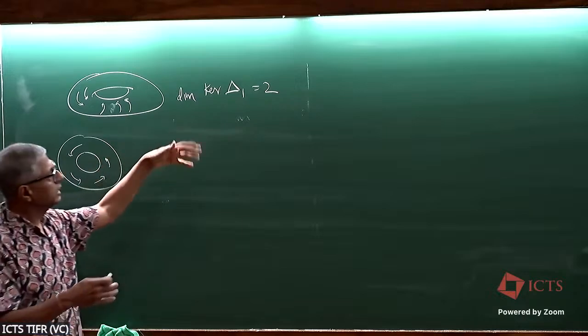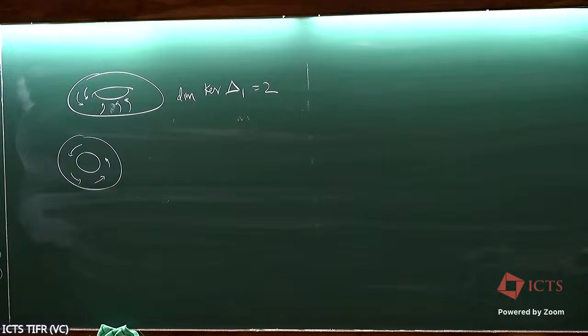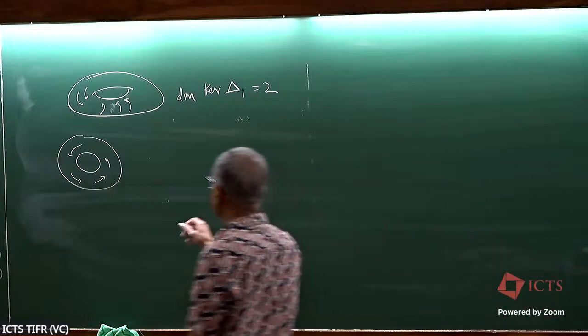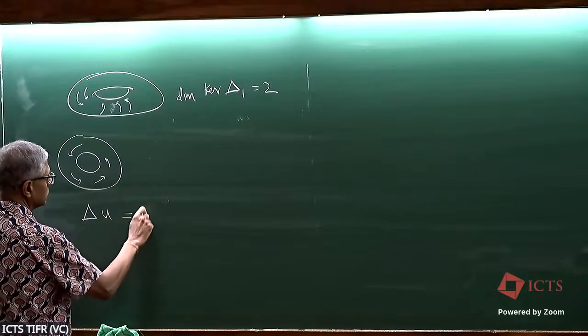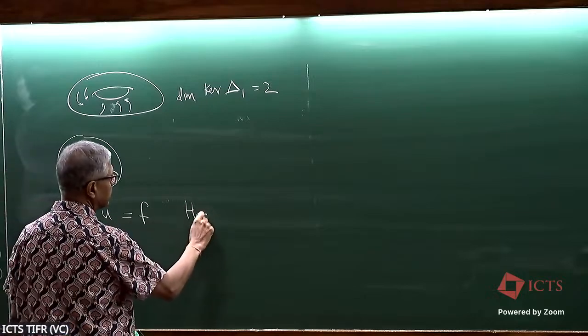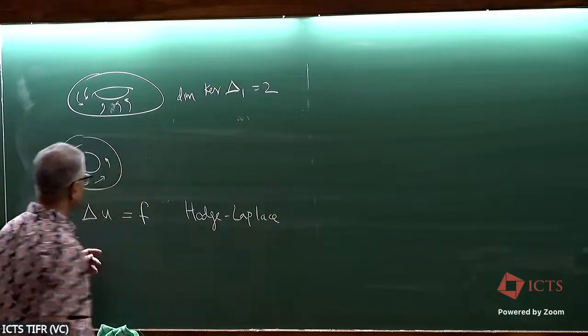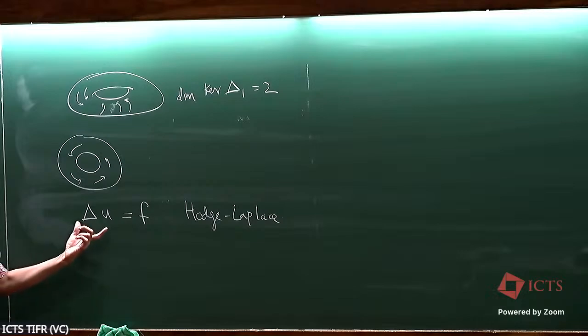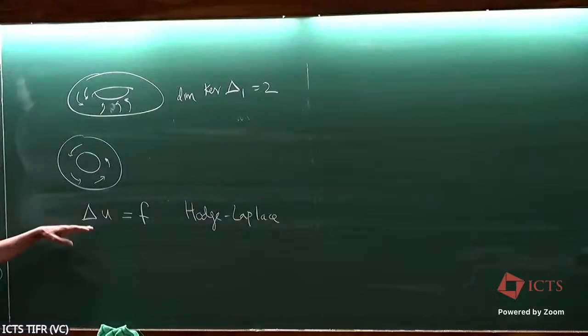So the kernel captures the topological features. And if you want to solve Poisson's equation, you had better be careful that you remove the kernel first. So this is the Hodge-Laplace problem. There is also the Helmholtz problem that you can do. Like the curl problem would be, assuming the codifferential is 0, delta d u is equal to lambda u, for example. That would be the curl problem. But that's the Helmholtz problem. This is the Hodge-Laplace problem.